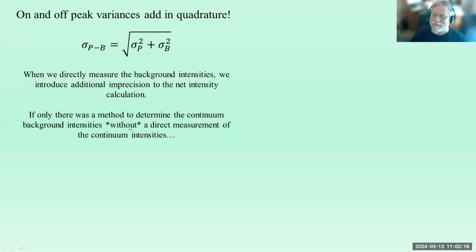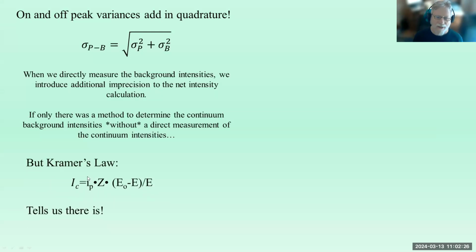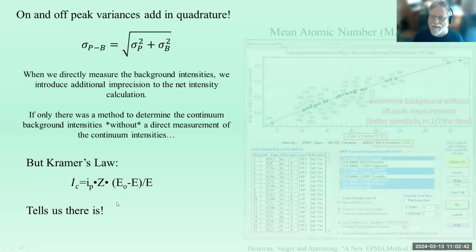And so, if only there was a way to measure the background intensities without directly measuring the continuum intensities. And yes, there is. It's based on Kramers' law. And it basically says that the intensity of the continuum right here is equal to the beam current times the Z. And that is actually an average Z, and then depends on the overvoltage and the beam current.